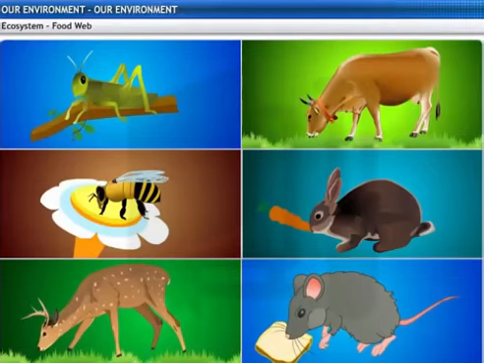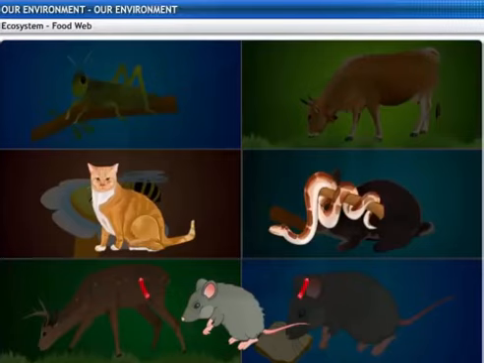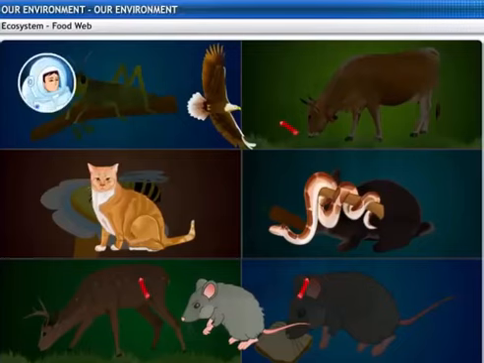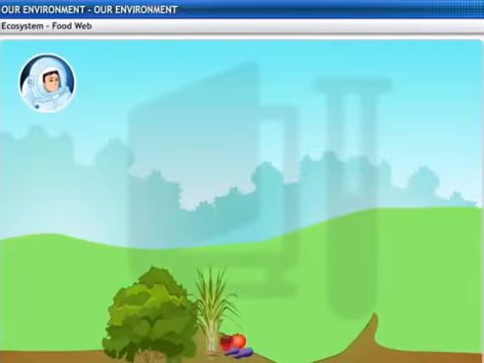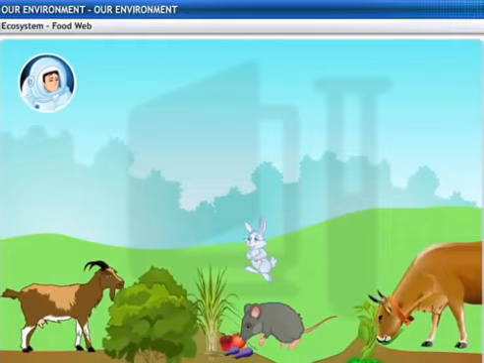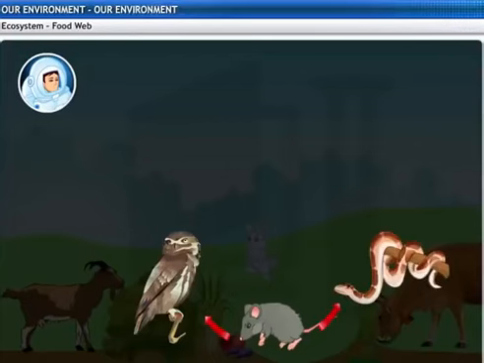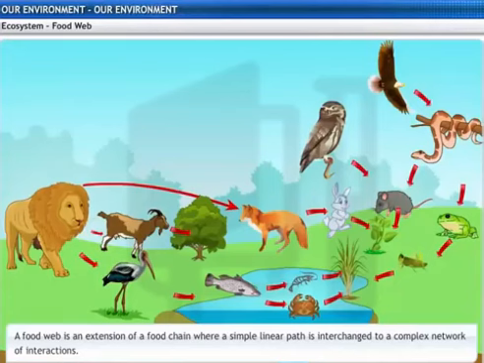The length and the complexity of food chains vary greatly. Each organism is generally eaten by two or more other kinds of organisms, which in turn are eaten by several other organisms. This is something like the plants and fruits eaten by goats, cows, rats, and rabbits, and subsequently rats being eaten by owls or snakes or cats. That's right. Instead of a straight line food chain, the relationship can be shown as a series of branching lines called a food web.